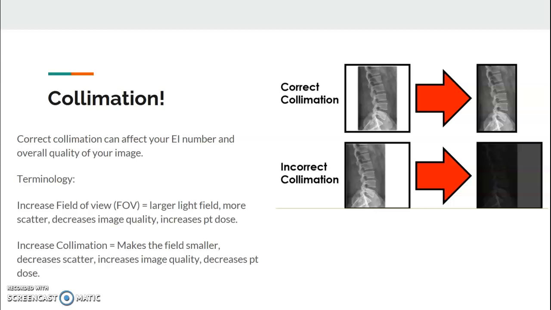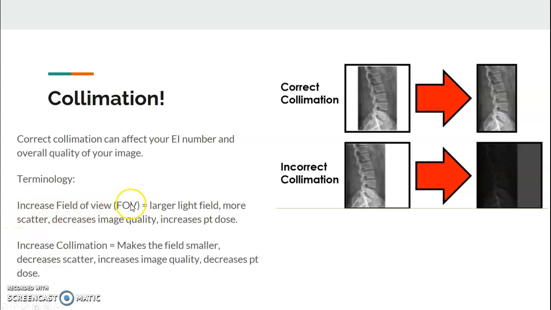So some terminology I do want you to watch out for when it talks about collimation. It might be talking about field of view, or FOV here. So if it's asking you about increasing field of view, that means you're increasing your light field, which gives you more scatter, decreases your image quality, and also increases patient dose. And more scatter can also increase your technologist dose.